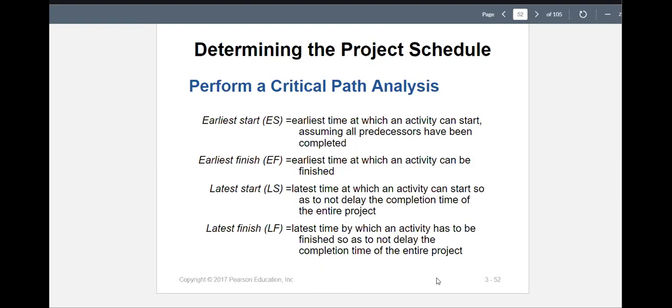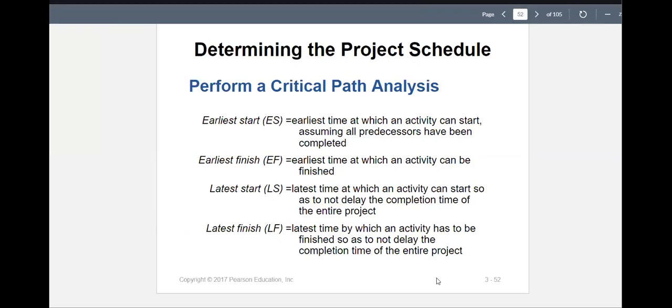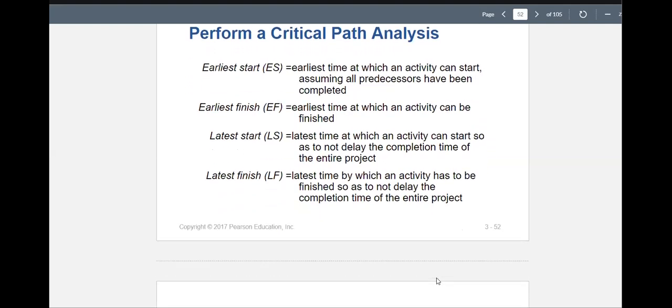ES stands for earliest start. It's the earliest time at which an activity can start, assuming all predecessors have been completed. Earliest finish is the earliest time at which an activity can be finished. Latest start is the latest time at which an activity can start so as to not delay the completion time of the entire project. And latest finish is the latest time by which an activity has to be finished so as to not delay the completion time of the entire project.